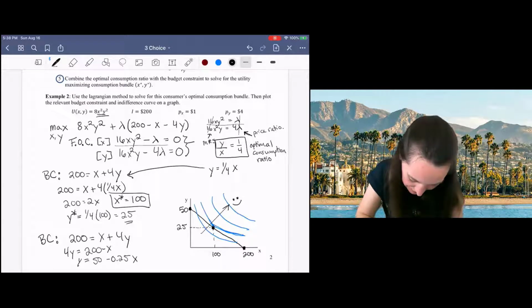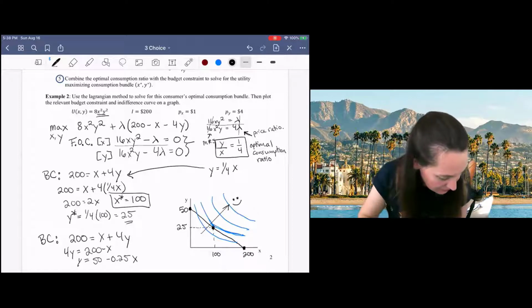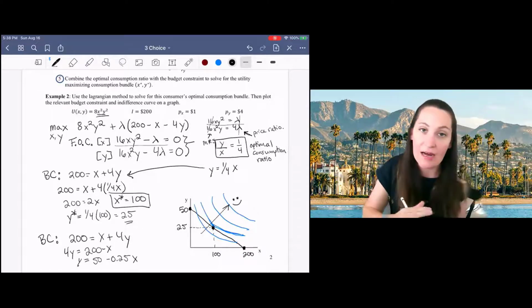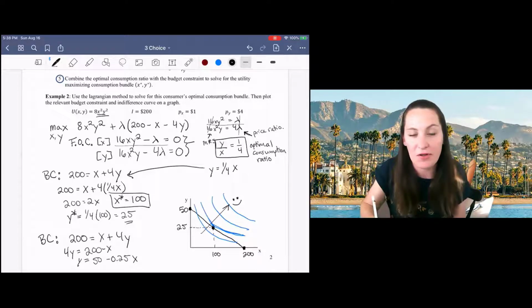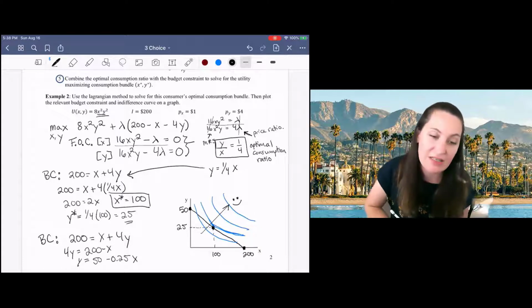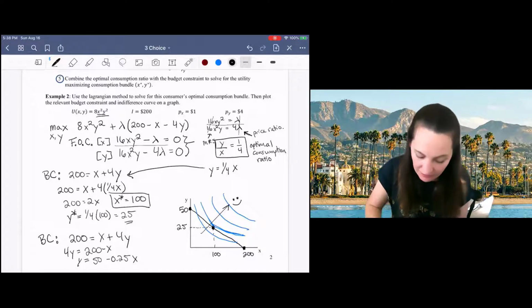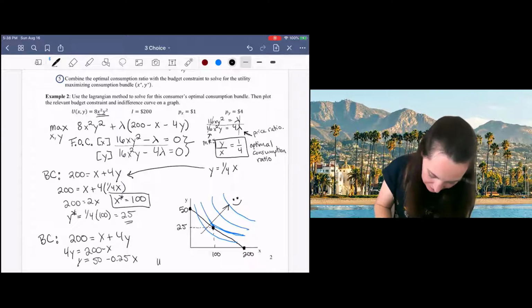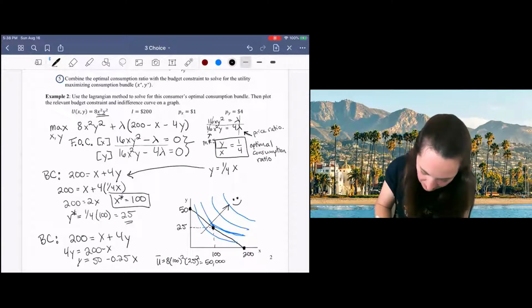So I've got that drawn here, and the last thing that I want to do is to label my indifference curve with the utility that I've gotten from this bundle. So in this case, I can just plug my optimal consumption bundle back into my utility function. I get u equals 8 times 100 squared times 25 squared. It's going to be a big number that turns out to be 50 million.